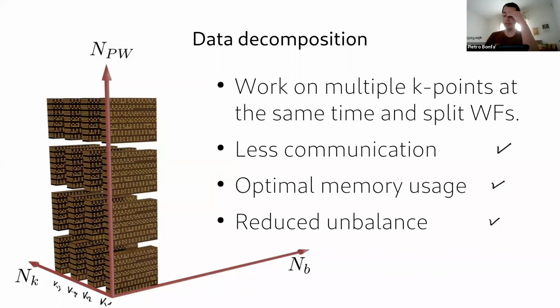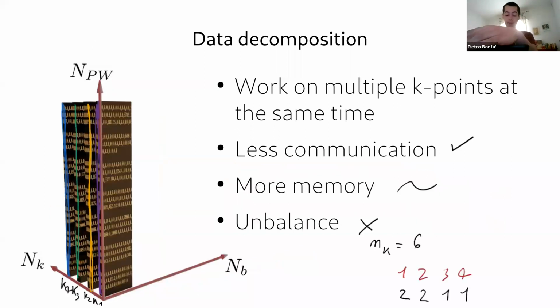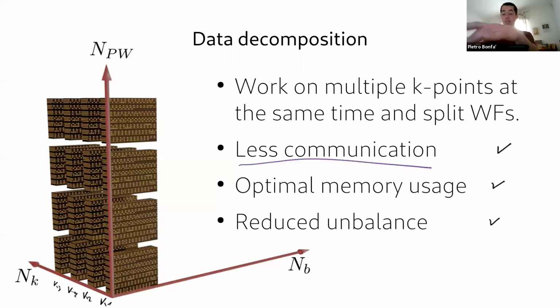Now, I want to attempt something difficult, and that is explain or try to explain the problem with communication. Now, this is quite an advanced topic. So if I fail to make you understand this point, just keep in mind that with the parallelism on K point, you reduce the communication, and otherwise, if you don't use it, there are quite a lot of messages going around. But let me try to explain why this happens.